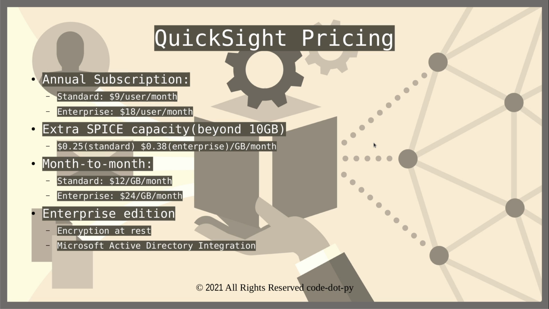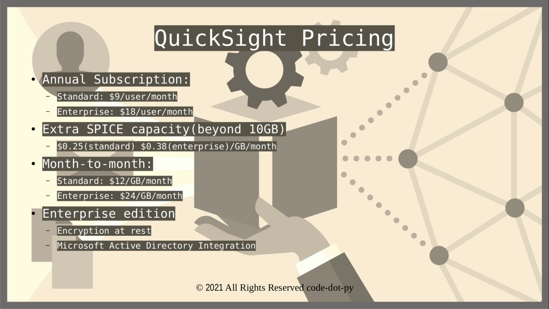Now, when it comes to pricing, as of now, the pricing stands as follows. For an annual subscription, standard is around $9 per user per month. For enterprise, it's double, $18 per user per month. If we want extra SPICE capacity beyond the default 10 GB, then we have to pay 25 cents for standard and 38 cents for enterprise per GB per month.